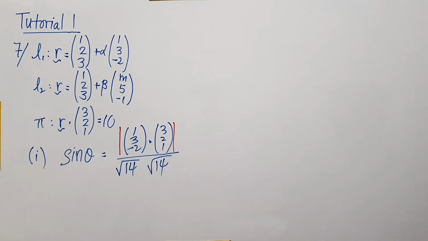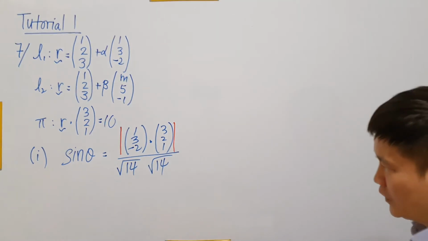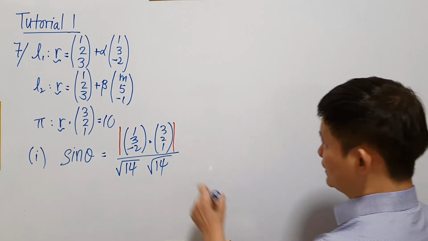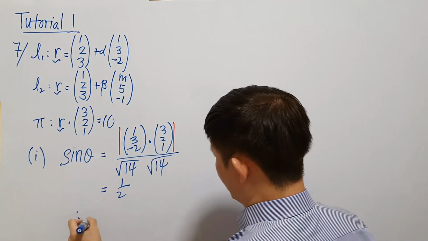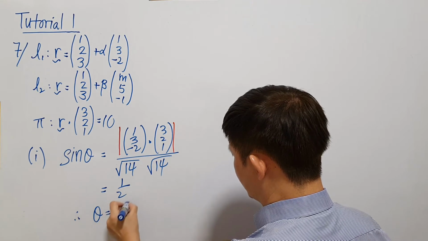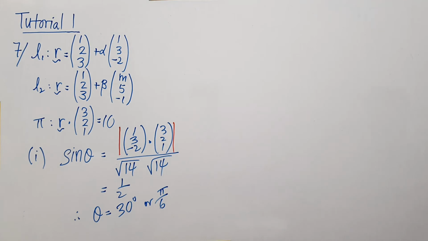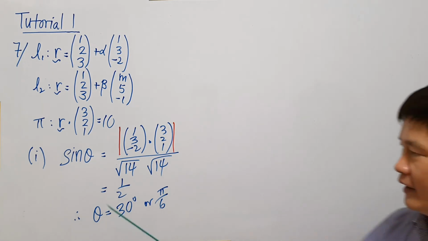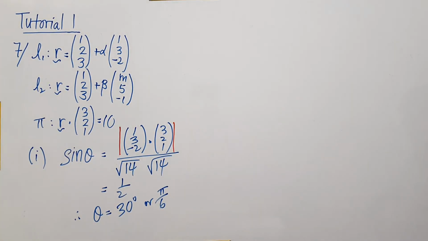On the numerator, I'm going to get 3, 6, 9, 9 minus 2 is 7. So 7 over 14 gives you a value of half. For sine of an angle to be half, the angle is 30 degrees, or you can write it as pi over 6 radians. This is part 1, to find the angle between the line L1 and the plane pi. Bear in mind, to find the angle between a line and a plane, I would suggest you start with sine theta. This is slightly different from the angle between two lines or the angle between two planes.